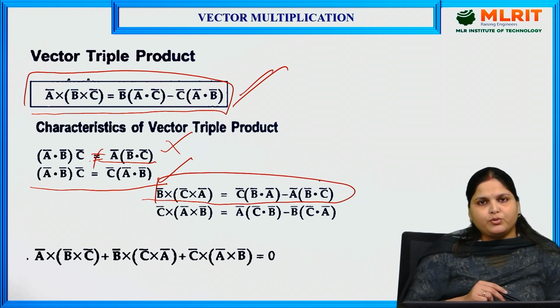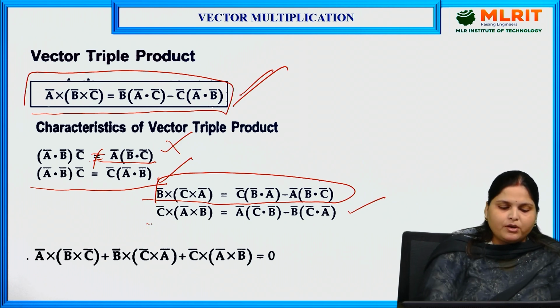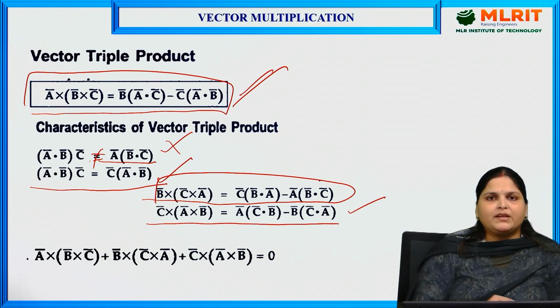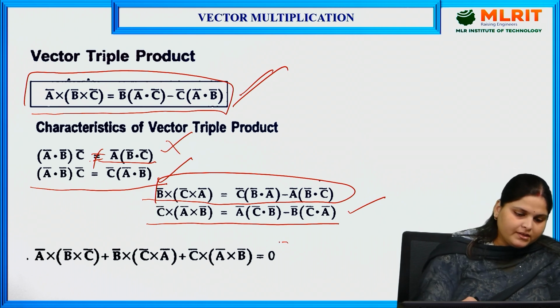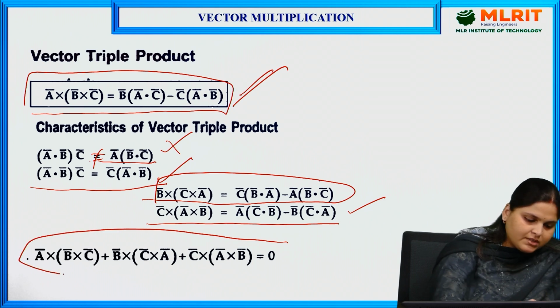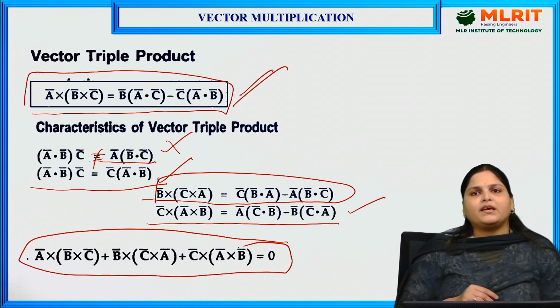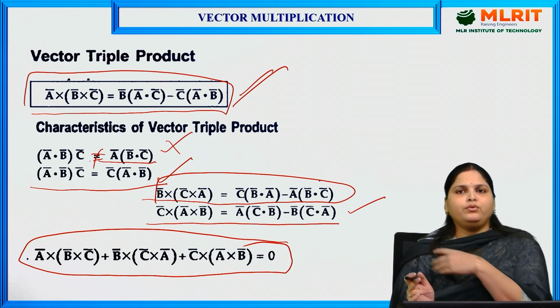Another property, B cross C cross A will be equal to C into B dot A minus A into B dot C. Another formula, C cross A cross B is equal to A into C dot B minus B into C dot A. One more characteristic is that A cross B cross C plus B cross C cross A plus C cross A cross B, their summation will be equal to 0.